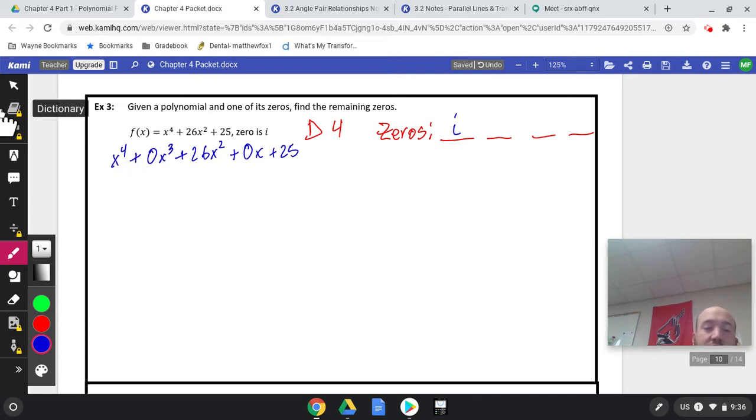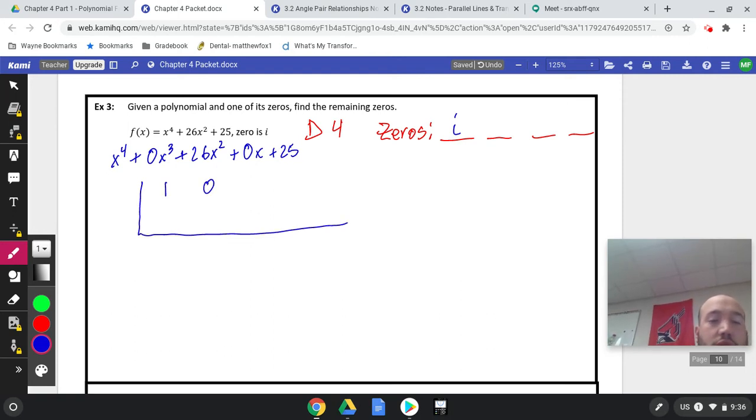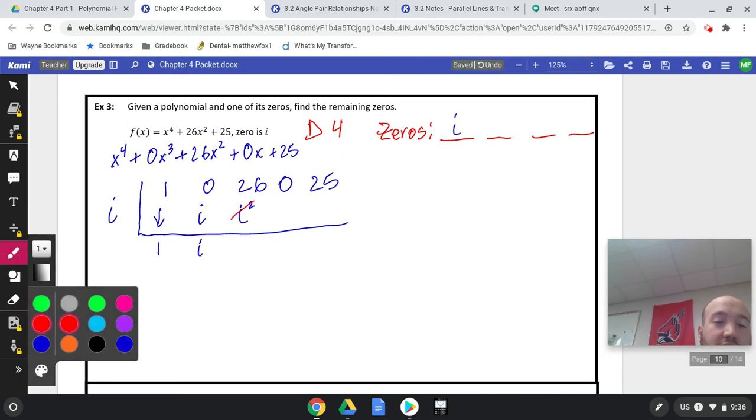Now, at this point, we can simply follow our rules for synthetic division. So we write 1, 0, 26, 0, 25. And we know there's an i out here. We always drop the first term. 1 times i is going to be i. We add straight down, we get i. i times i is i squared, which is the same as negative 1. So we add straight down, we get 25, which will give us 25i.